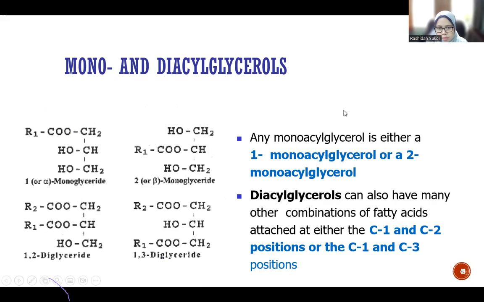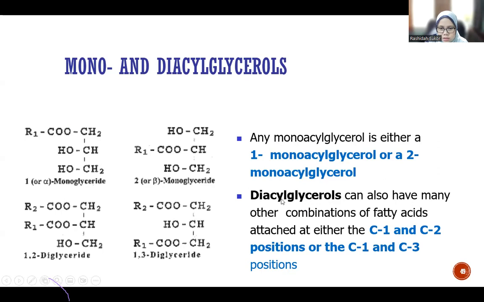So any monoacylglycerol is either a 1-monoacyl or 2-monoacylglycerol. For diacylglycerol, it can have many other combinations of fatty acid. Either they attach at the C1 or C2 position, or the C1 and C3 position.